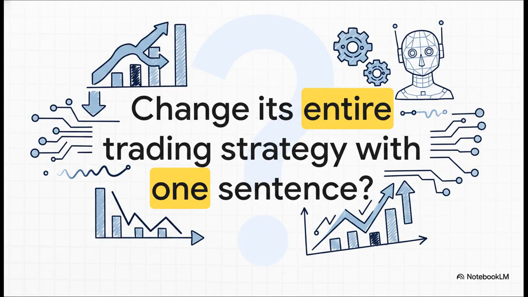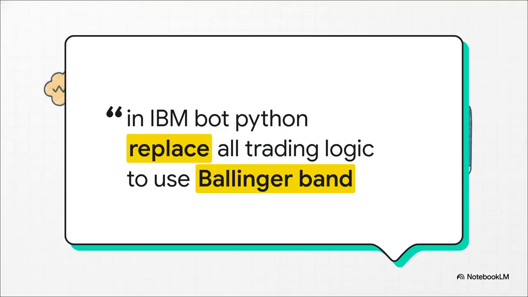All right, that was pretty impressive, right? But what if we push it even further? Cloning a bot is one thing, but can we completely change its entire trading strategy? Like rip out its brain and give it a new one, with just one more sentence? So here's the next prompt.